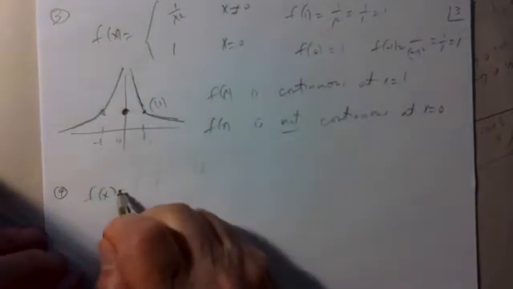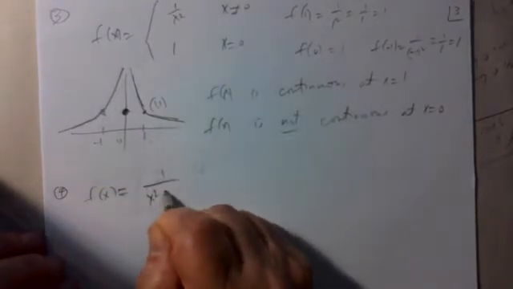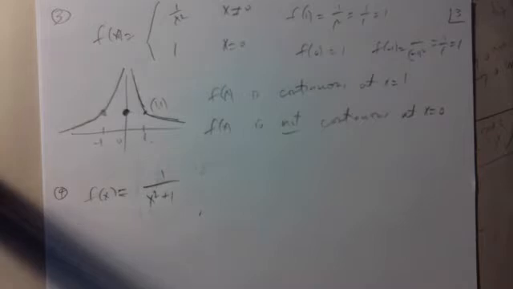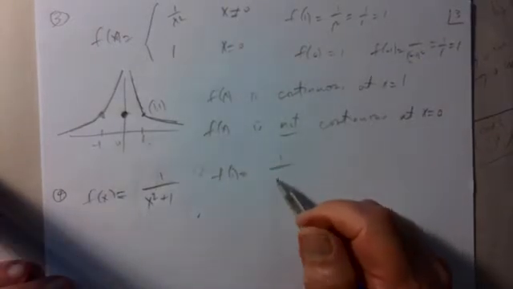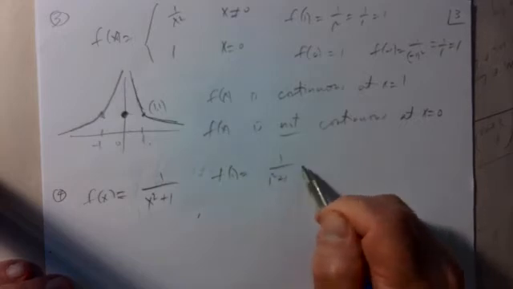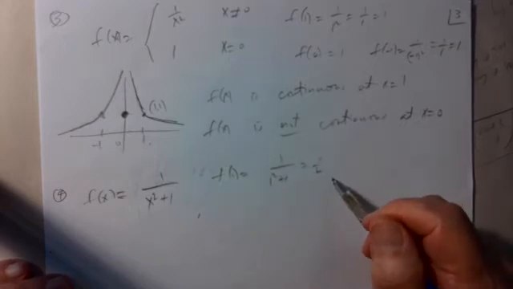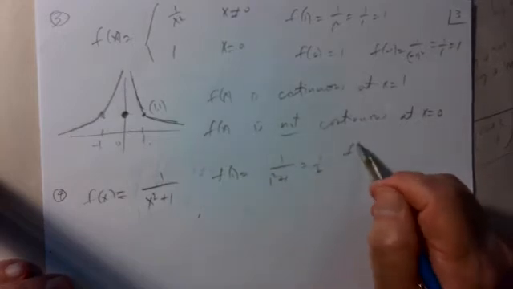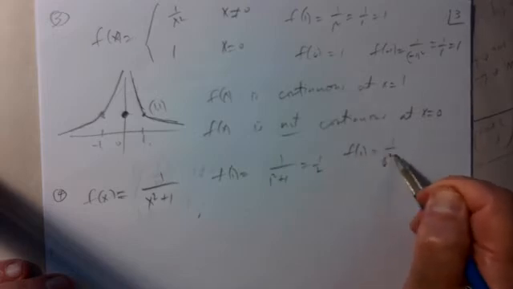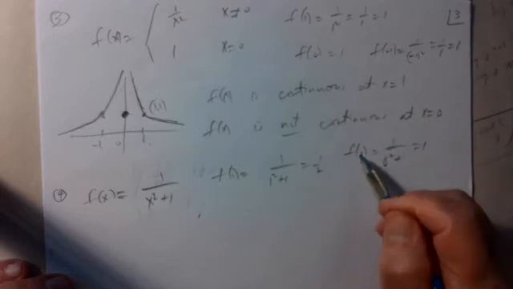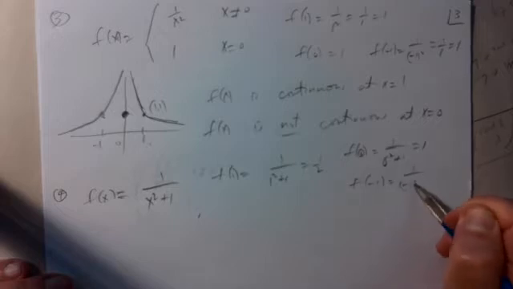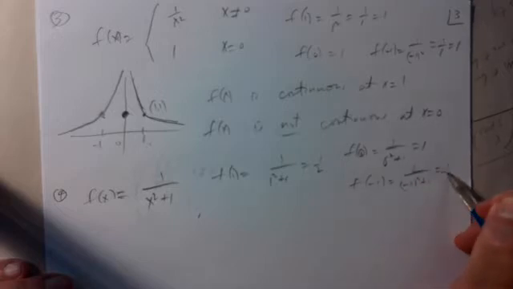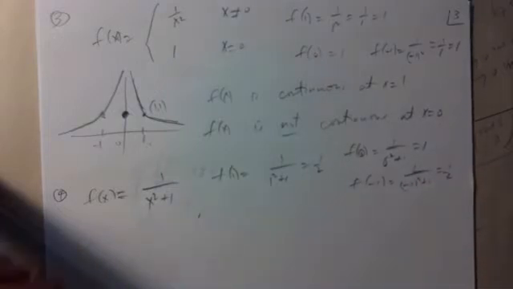So in problem 4, the function is 1 over x squared plus 1. F of 1 is 1 over 1 squared plus 1, which is a half. F of 0 is 1 over 0 squared plus 1, which is 1. And f of -1 is 1 over -1 squared plus 1, which is also a half.